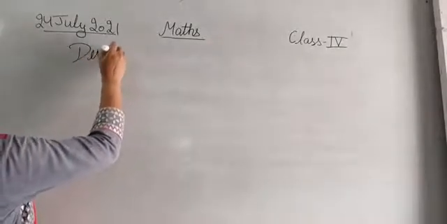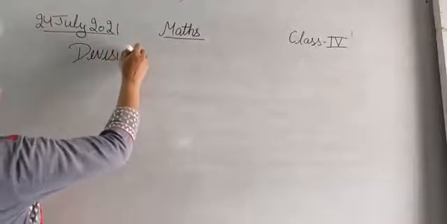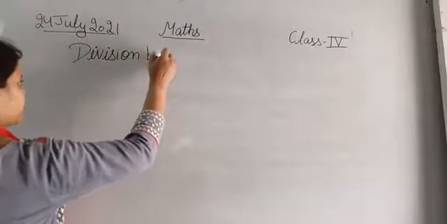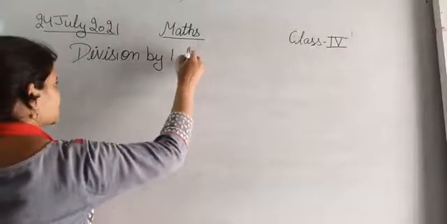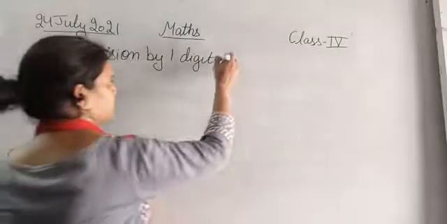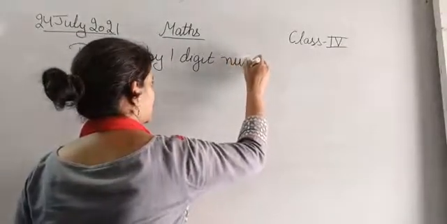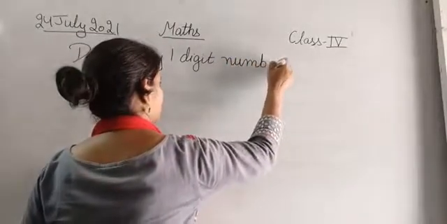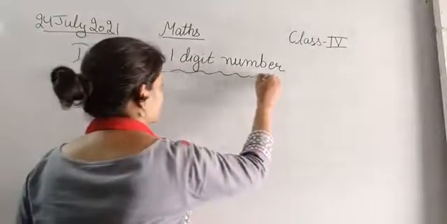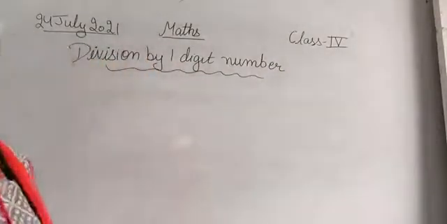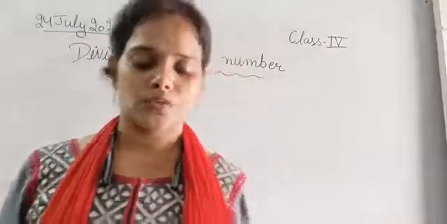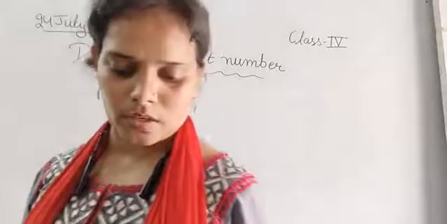Division, that is division by one digit number. Division by one digit number. So how can we divide with a single digit? How to do the division with a single digit? First of all, let's see what is given here.